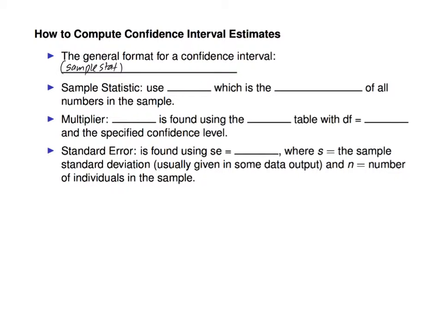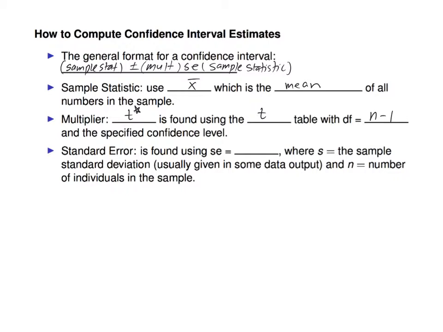So sample statistic plus or minus some multiplier times the standard error of your sample statistic. What's our sample statistic in this case if we're talking about means? X bar, good, which is the mean of all the numbers in the sample. If you're talking about proportions, that sample statistic is p hat, right? The multiplier, which is t star, is found using the t-table, and you have to account for degrees of freedom. Do you remember what that was? n minus 1. So sample size minus 1.